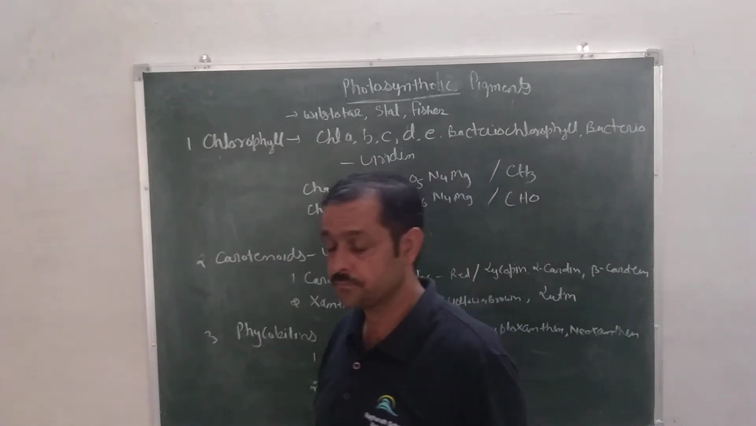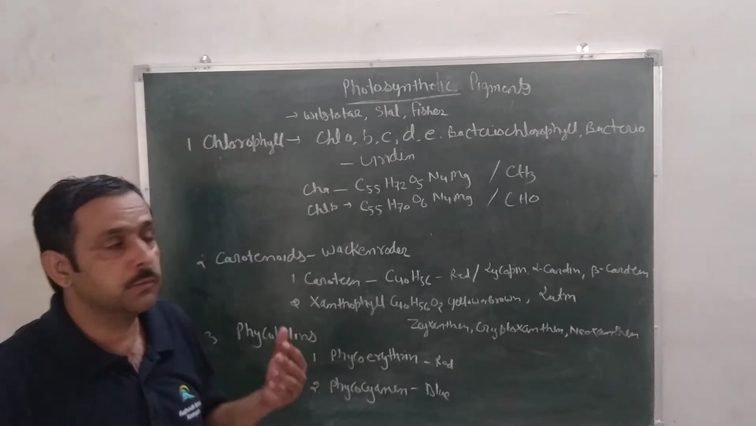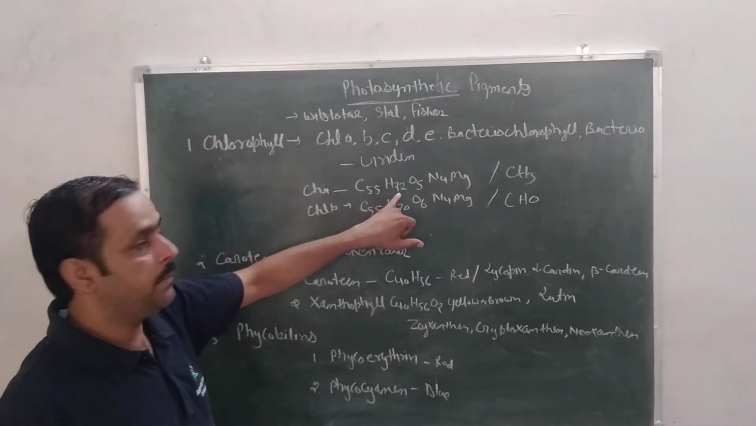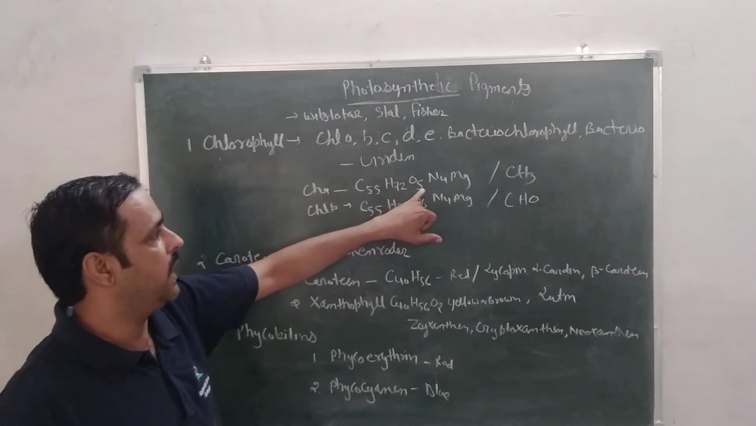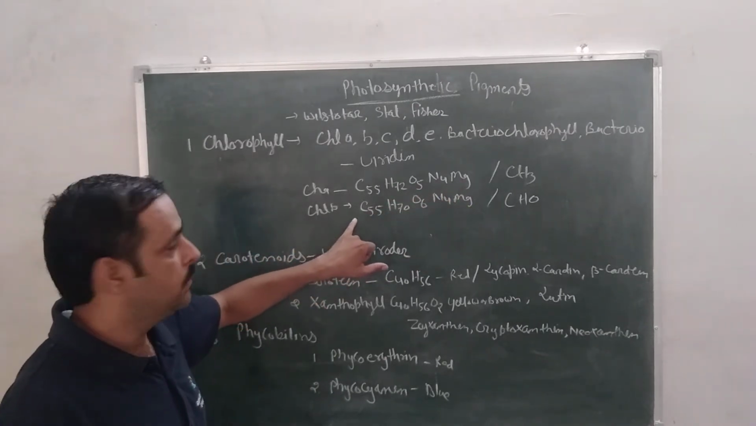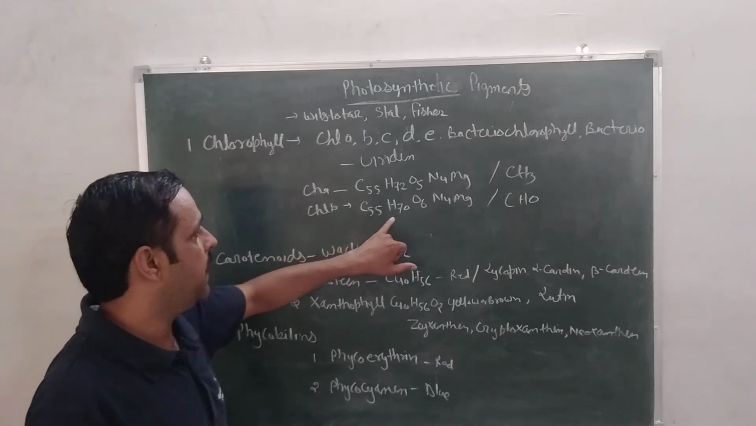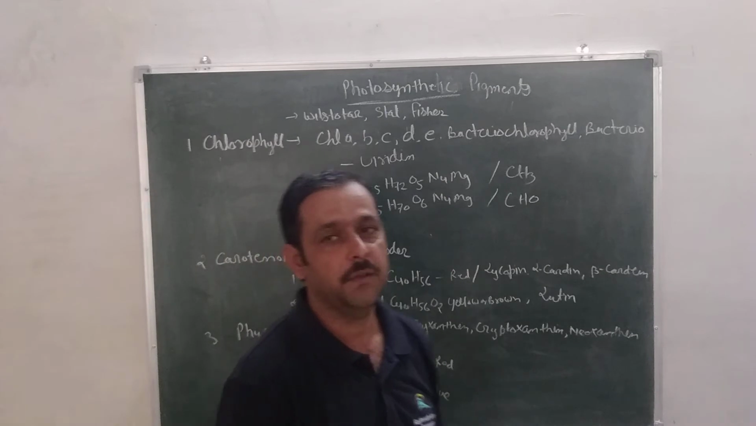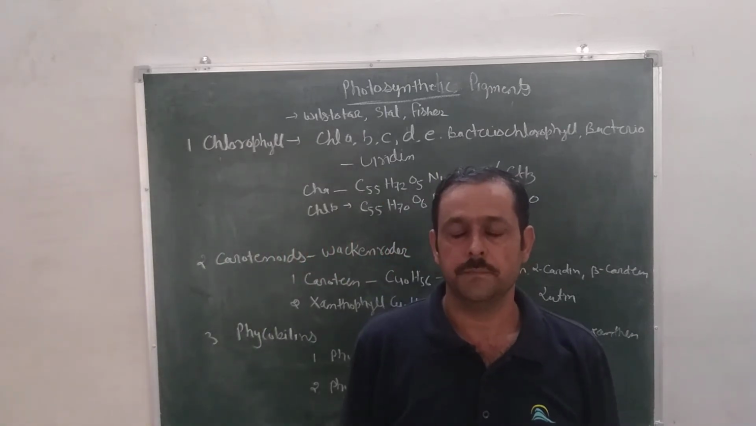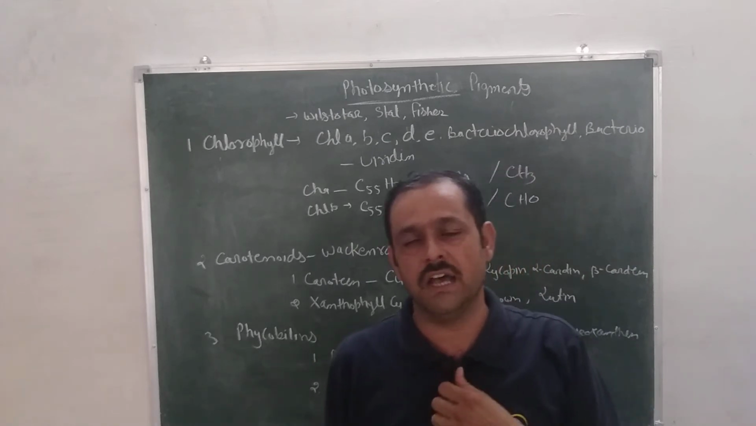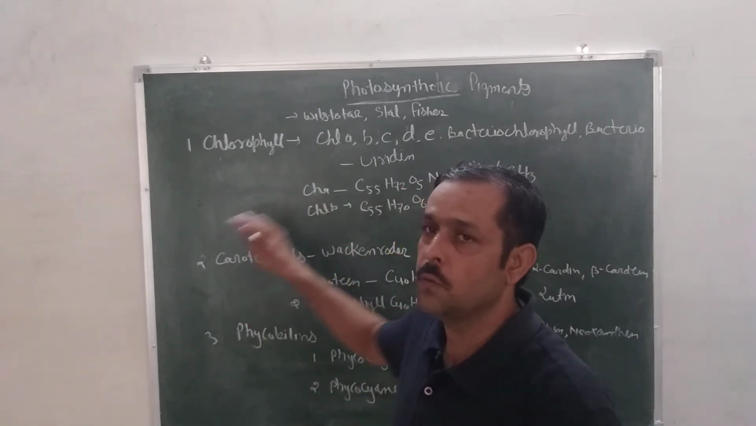Among them, the molecular formula of chlorophyll A is C55H72O5N4Mg and chlorophyll B is C55H70O6N4Mg. Sometimes the examiner can also ask the structure of the chlorophyll molecule.